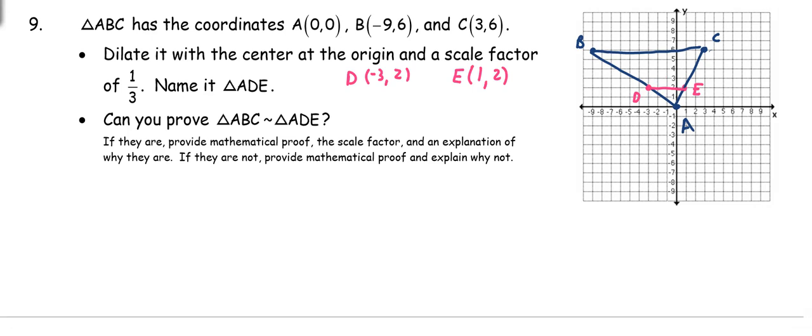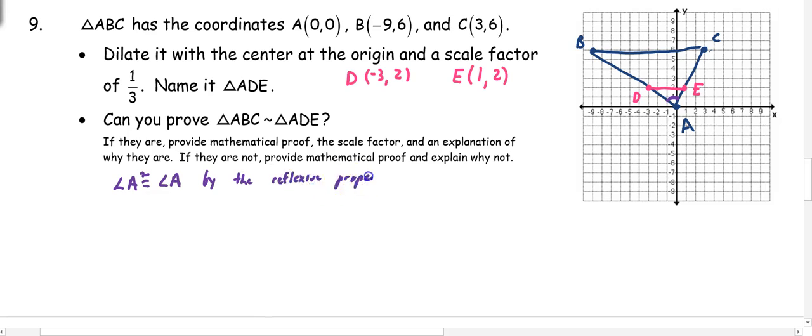Now, I need to prove that they are similar. So to know that they are similar, I know that angle A is congruent to itself because it's an angle in both triangles. So by reflexive property, it's congruent. So we can start by saying angle A is congruent to angle A by the reflexive property. Then we need one more set of angles. So we know that BC has to be parallel to DE because they're horizontal lines. So now we're going to say that BC is parallel to DE because horizontal lines are parallel.